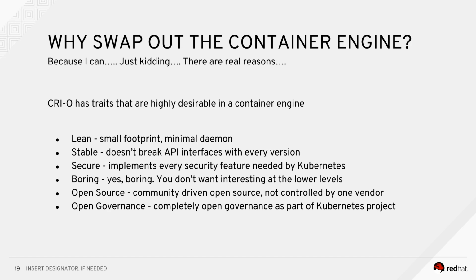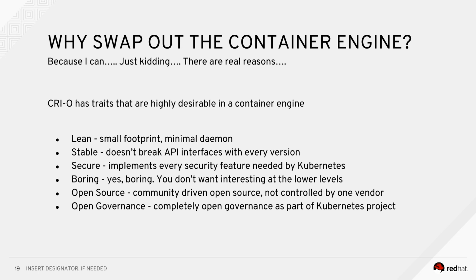What I'm going to do is swap out the container engine running underneath an OpenShift instance. And before I do that, I want to tell you why you might want to do this. CRI-O is an alternative container engine that Red Hat is working on very heavily, in a community with a lot of other participants, to create an alternative for Kubernetes that is targeted at production container workloads. And the reason why is CRI-O is lean, stable, secure, and boring.